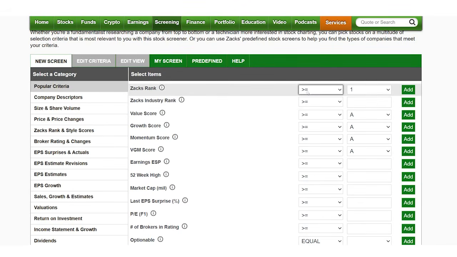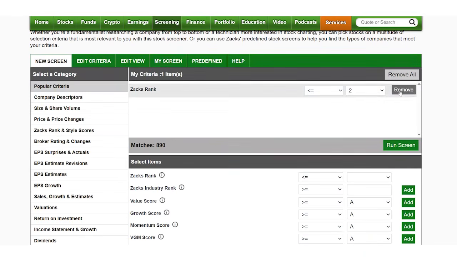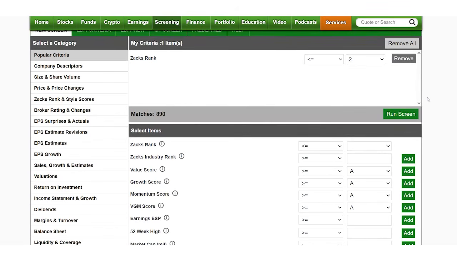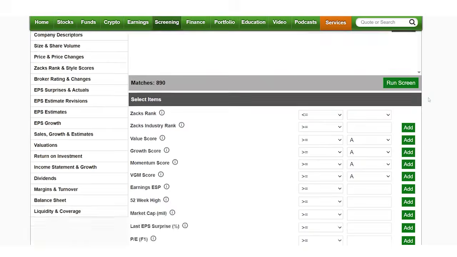So the first thing I'm going to do is I want a Zacks rank less than or equal to 2. Okay, so Zacks rank 1 or 2, less than or equal to, right? 2 or 1. And those are stocks that are beginning to get upgrades from analysts. That's just key to finding good stocks and using the edge that the Zacks rank gives us. All right.